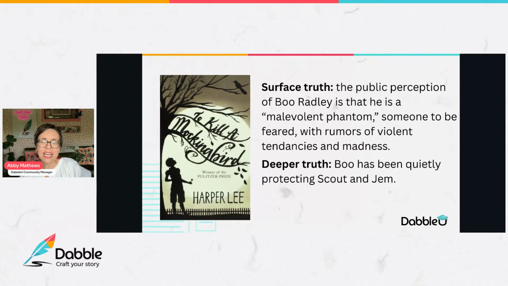scare kids. But the deeper truth is Boo has been quietly protecting Scout, the main character, and Jem the entire time, right? Because when Bob Ewell attacks Scout and Jem, Boo is the one who saves them, right? He's been quietly watching over them, offering protection and connection in his own silent way. But the town had sort of cast him as this monster, right? The truth is, Boo is the story's quiet hero. Two-sided truth, right? Boo Radley is both feared and feared for.